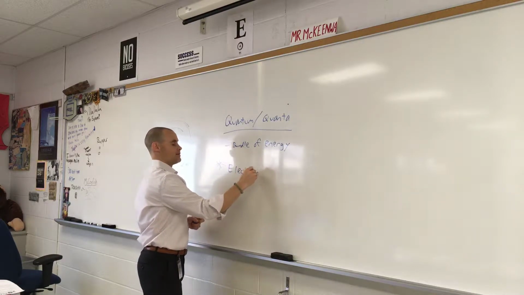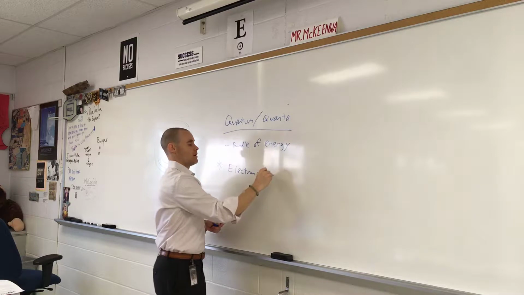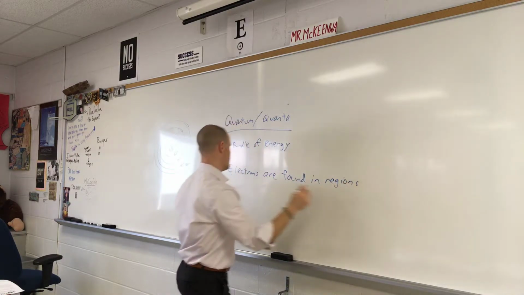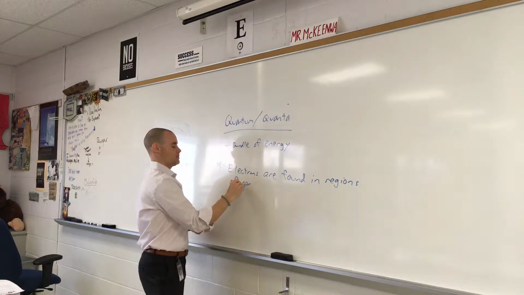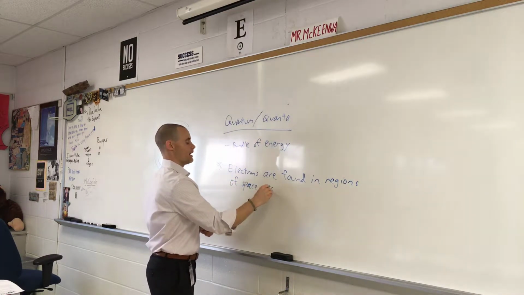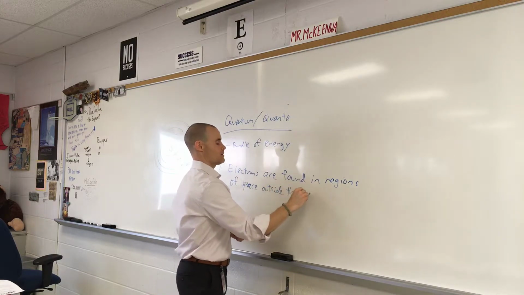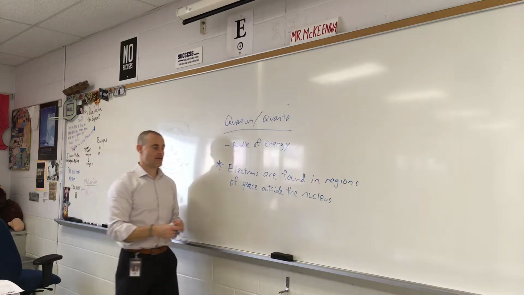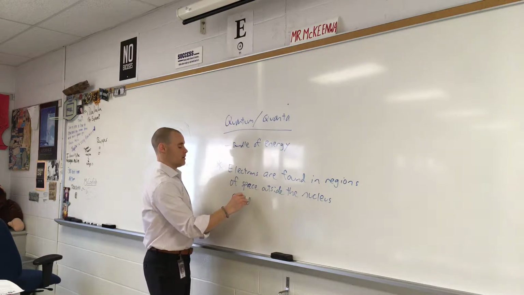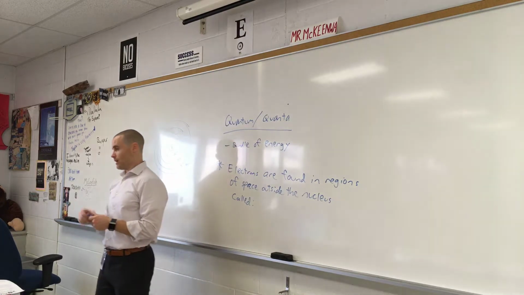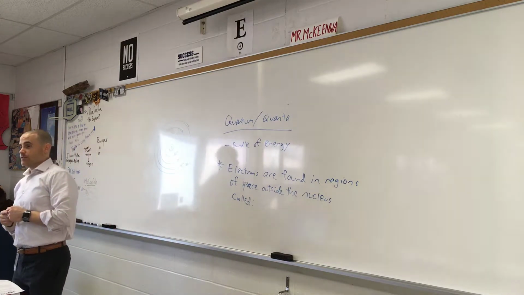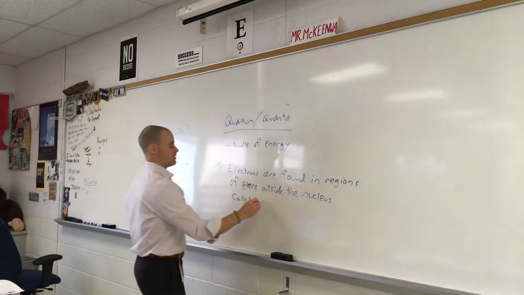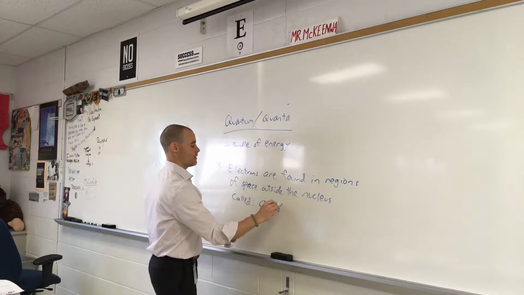Again, this is the current model. Electrons are found in regions of space outside the nucleus called, anyone know? Shells. It's something smaller that's on the shell. Orbitals. Orbitals, very good.